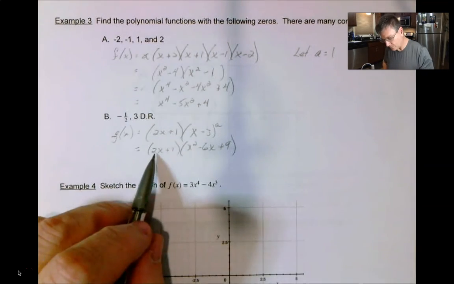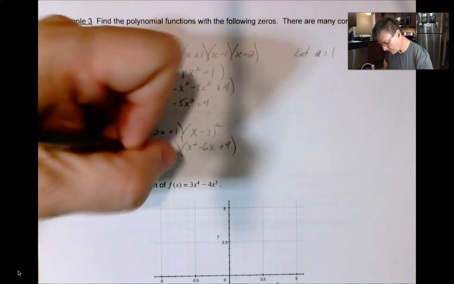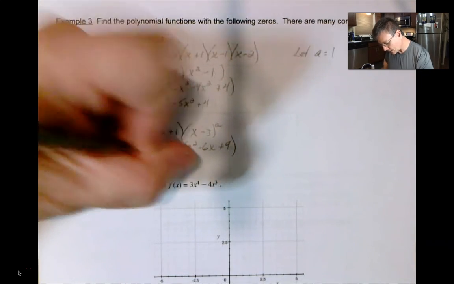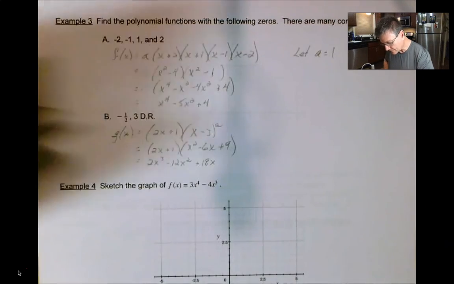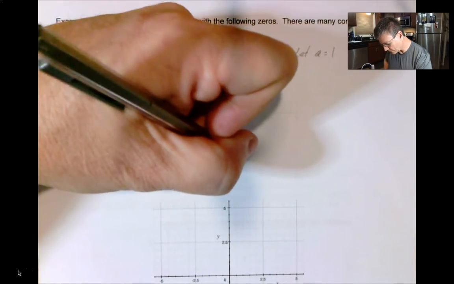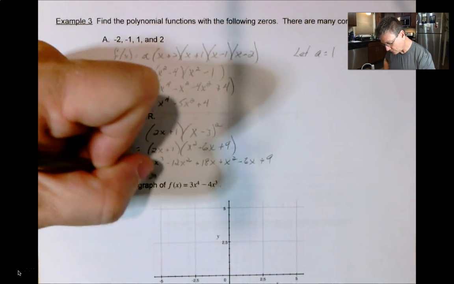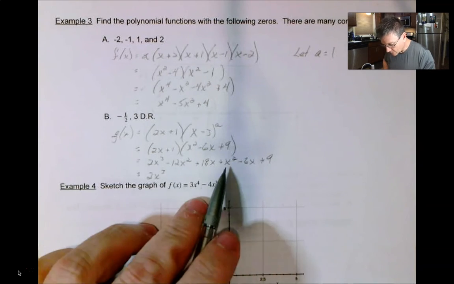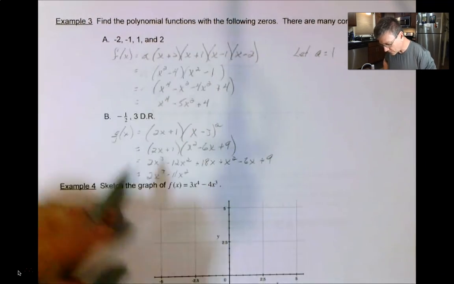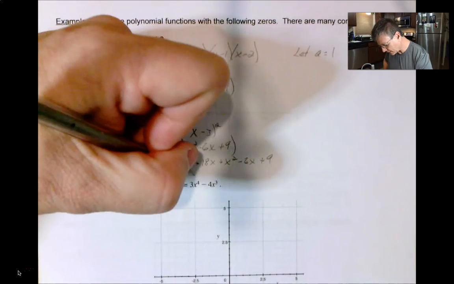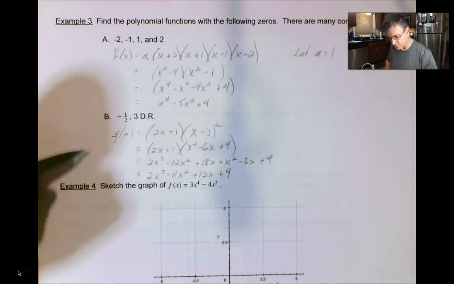double distribute, so we have 2x cubed minus 12x squared plus 18x plus x squared minus 6x plus 9, 2x cubed, looks like minus 11x squared plus 12x plus 9. And that would be a good g of x function.